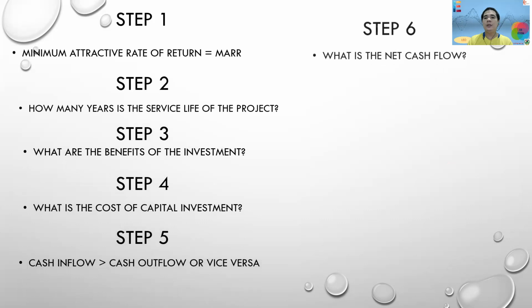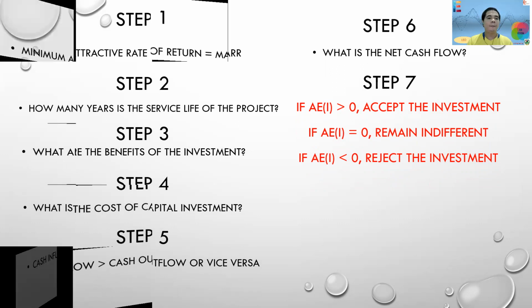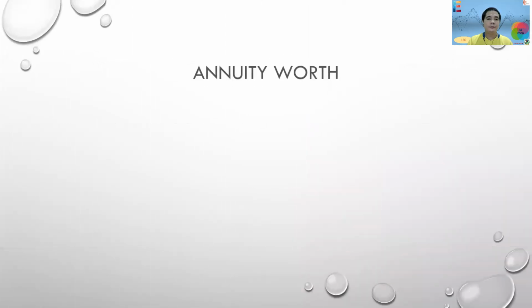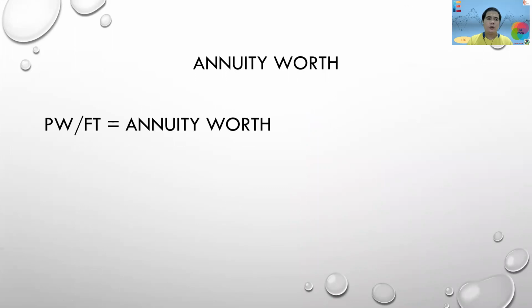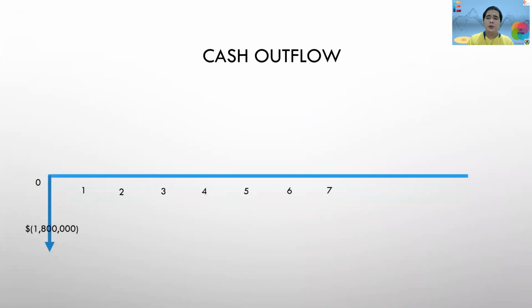As you can see, steps 1 up to step 6 are the same. So what differs actually is step 7, because you'll have to determine the annual worth for the investment. So annuity worth is the present worth over the future value of an annuity. If you have the same problem, the present worth of the investment is your 1.8 million.